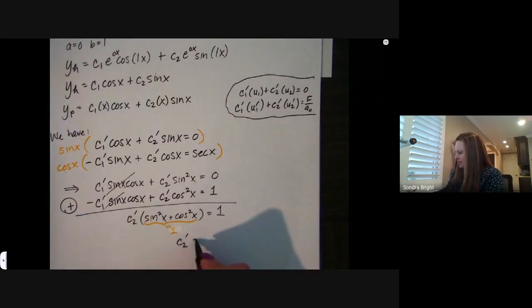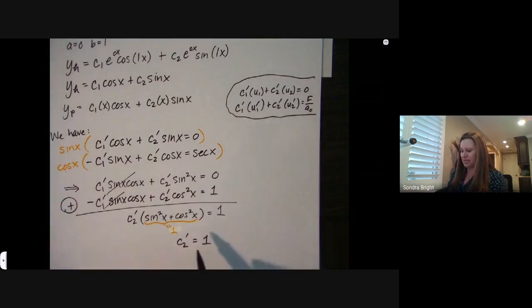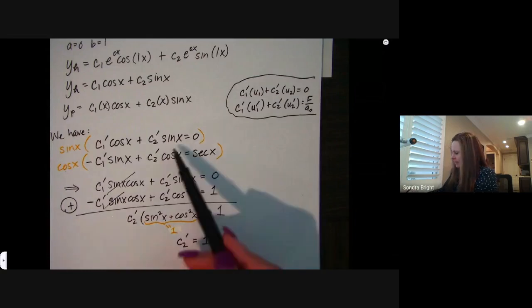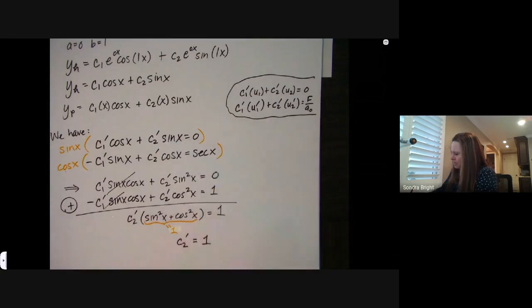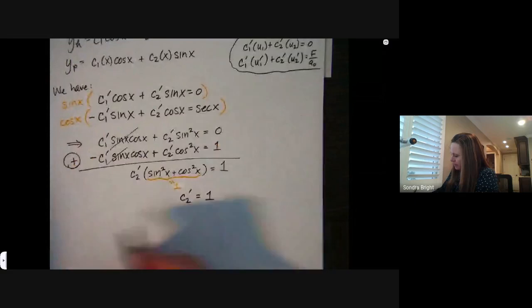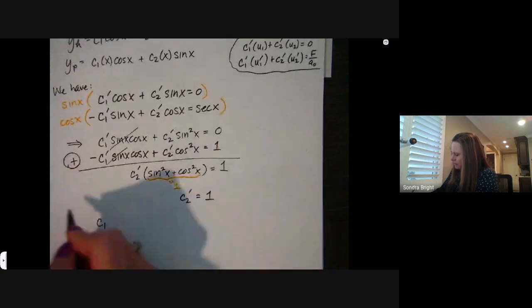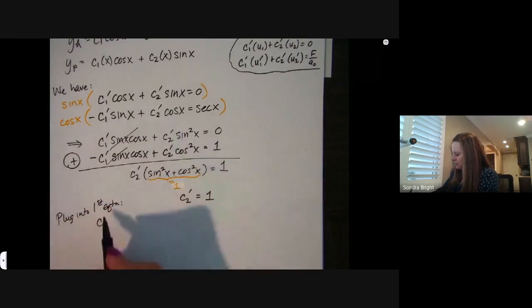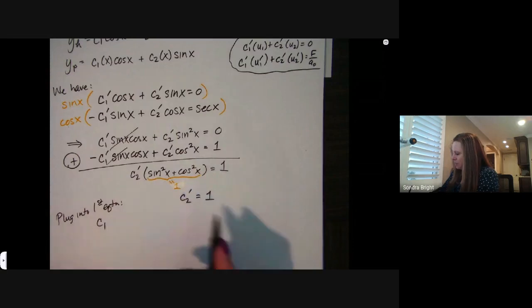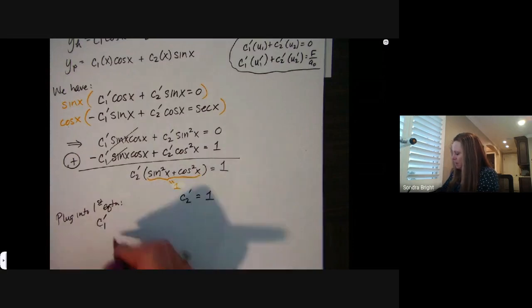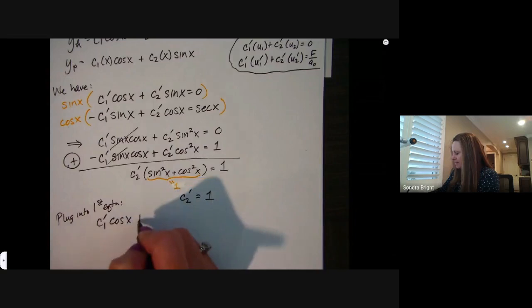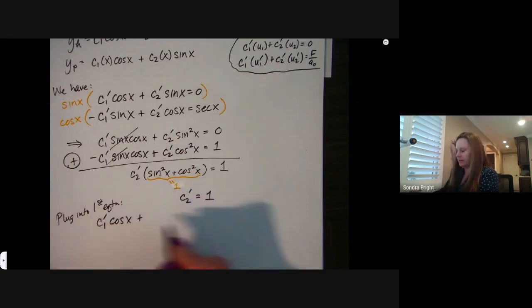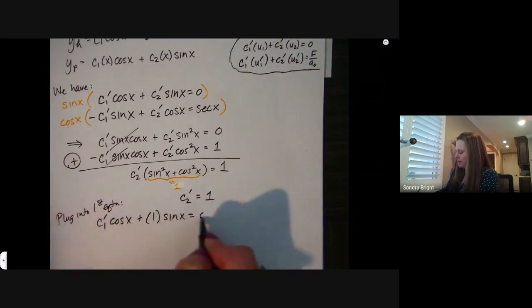Nice. Now let's plug that into either equation, but the first equation is definitely the simpler one to plug it into. So plugging into the first equation, I can solve for C1 prime: C1 prime times cosine of x plus 1 times sine of x equals 0. Let's plug C2 prime into there.